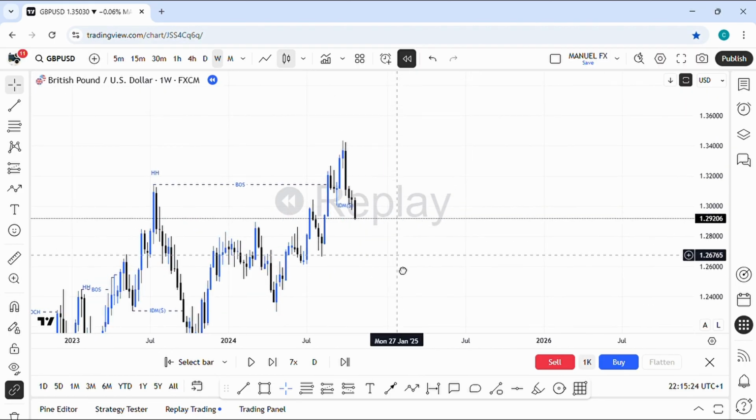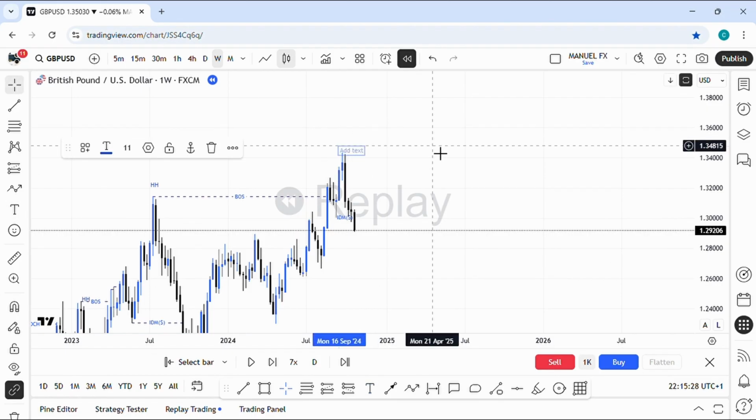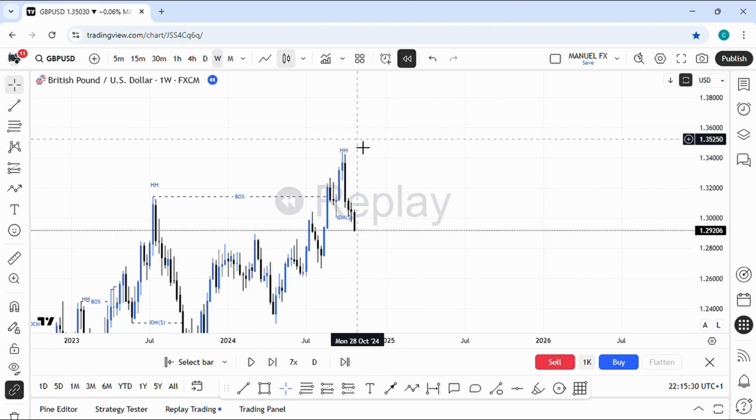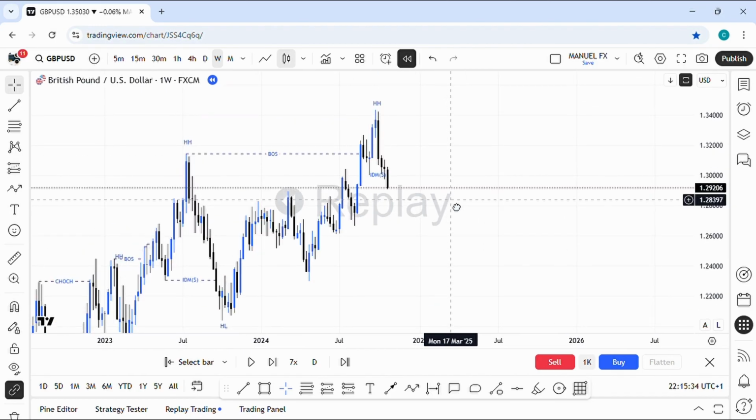So now price has taken out the inducement. What next? We confirm this higher place as our higher high. Now let's play price.